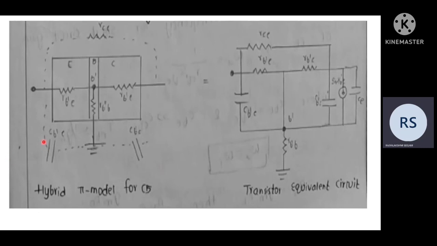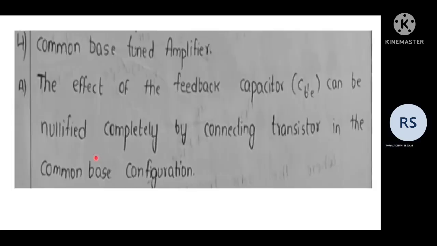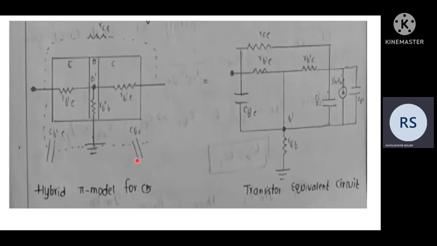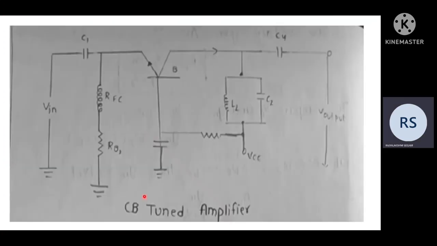So here in CB-E, we are completely nullified by connecting the transistor in the common base configuration. This is how CB-E looks. Here also we have the CB tuned amplifier.